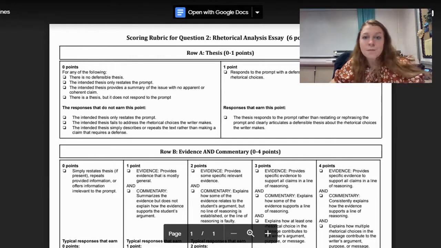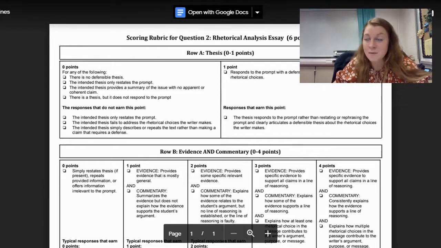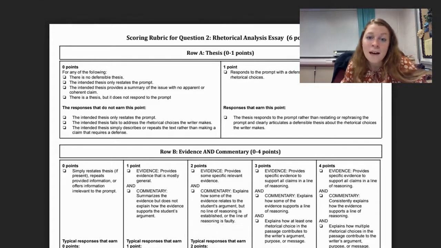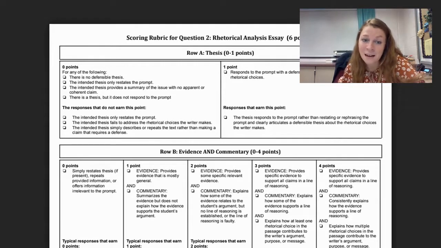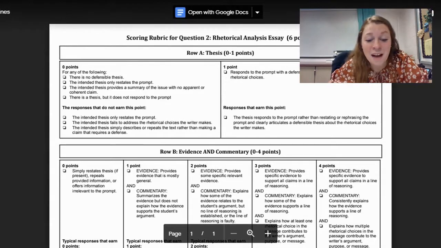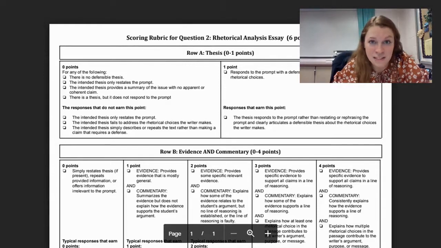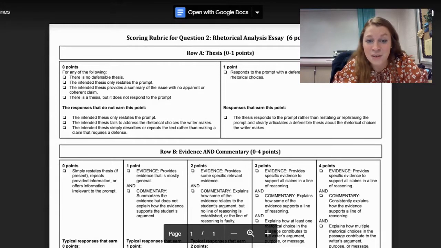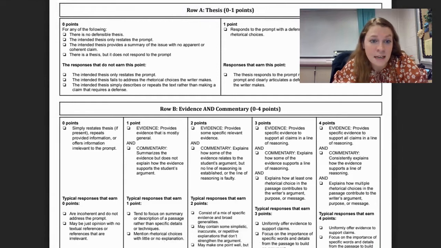I think we all know what a thesis is. We've been practicing it with the SOAPs, which should be helping you, because if you follow that SOAPSTone thesis format, you are providing commentary. You are providing a claim. You're not just summarizing it, because you're stating the purpose of the passage that you read. So you should not have any issues with this. I don't want you to overthink it as long as you are using that SOAPSTone template.